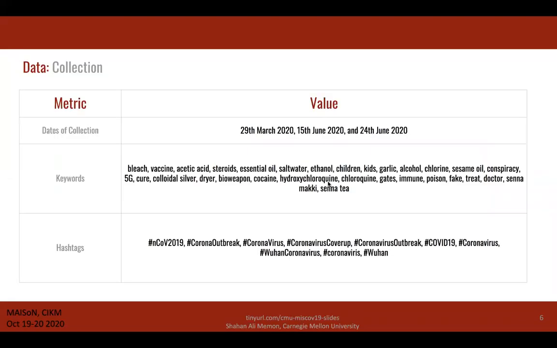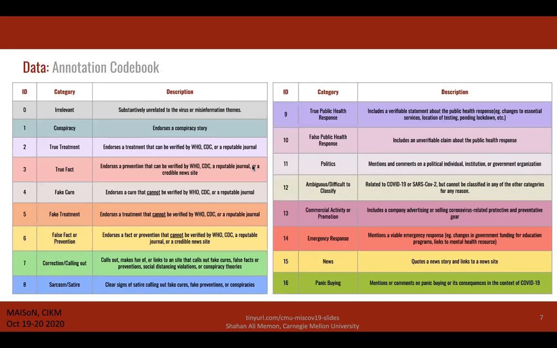We collect our dataset on 3 different days in March, mid-June, and end of June using the Twitter search API. This gives us data from 3 different weeks. We use popular hashtags related to COVID-19 and manually selected keywords related to different misinformation themes. To our annotators, we give an annotation codebook consisting of 17 categories. This codebook was created after a long back and forth discussion amongst a group of researchers within Carnegie Mellon.